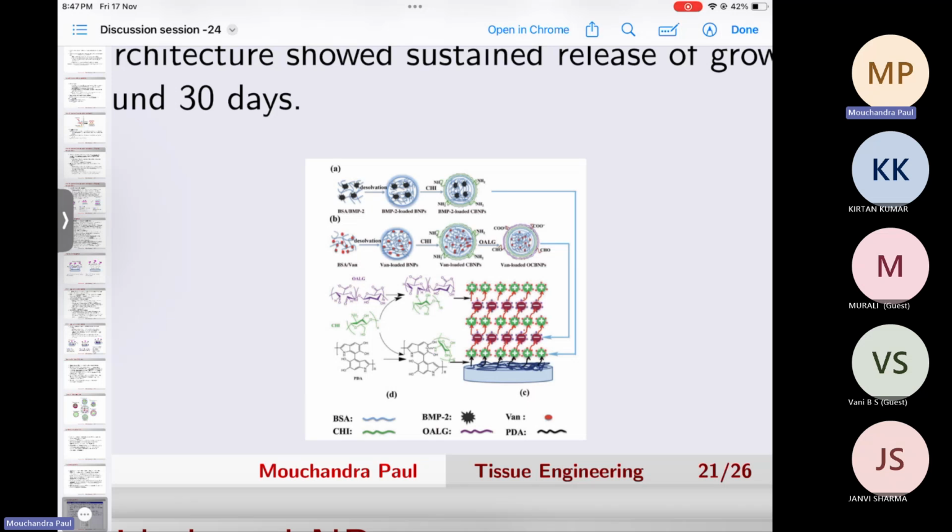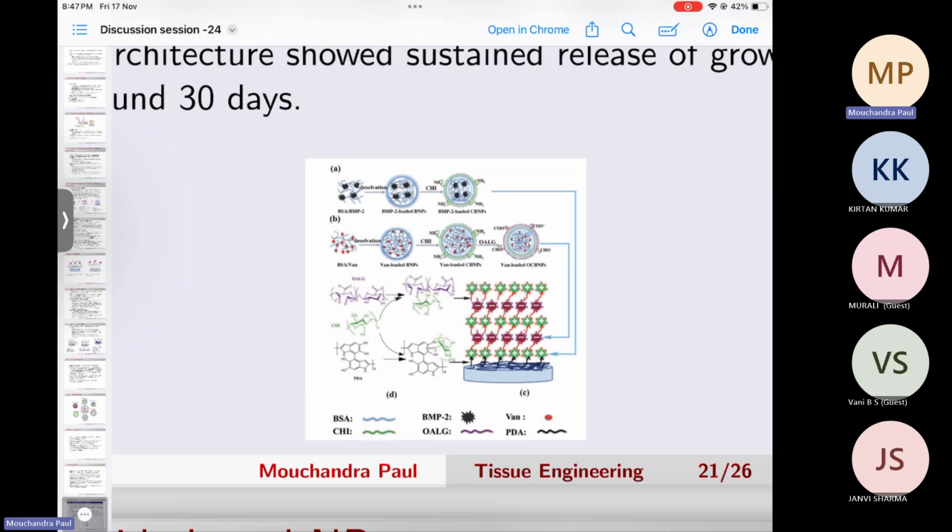Through the binding sites on the BSA, the BMP2 could bind, and then these BMP2 loaded nanoparticles were given a coat of a polysaccharide, that is chitosan, right? So chitosan coating gives the overall charge of the nanoparticle to be positive. Then they made another type of nanoparticle. In this case, they encapsulated the vancomycin, all right, and made vancomycin loaded nanoparticles.